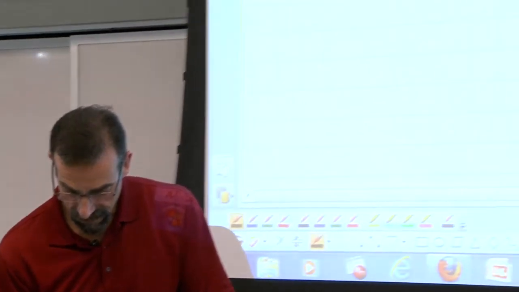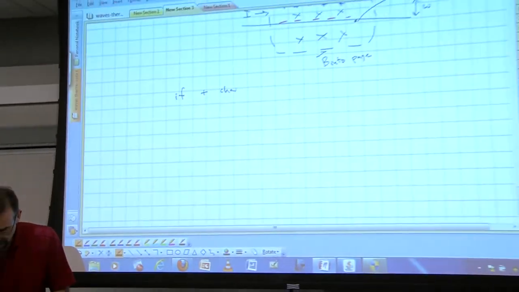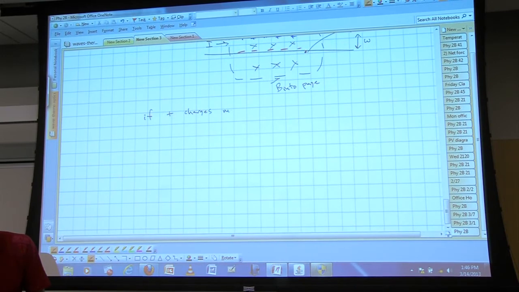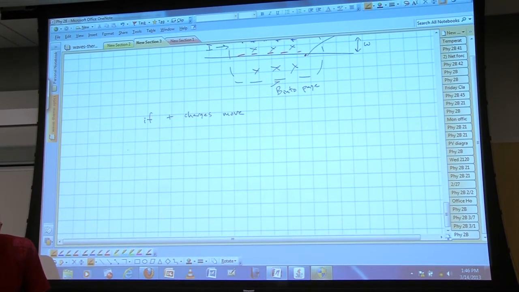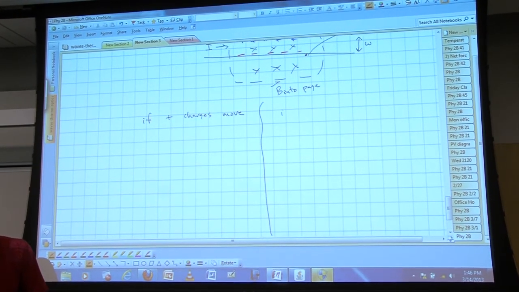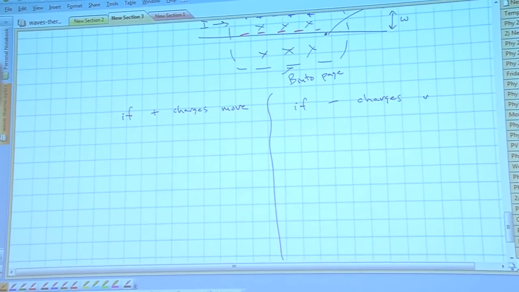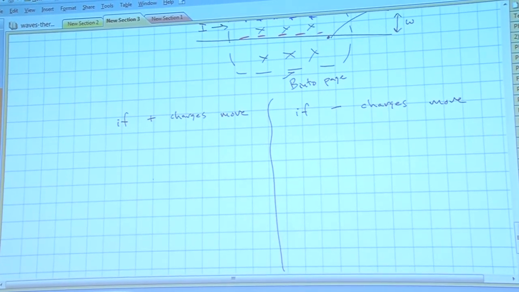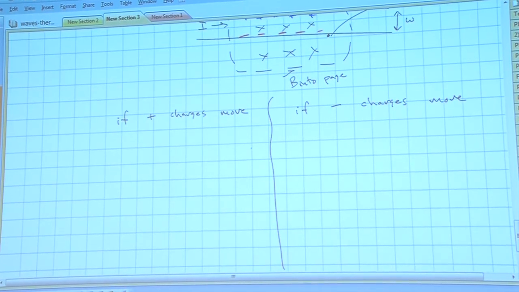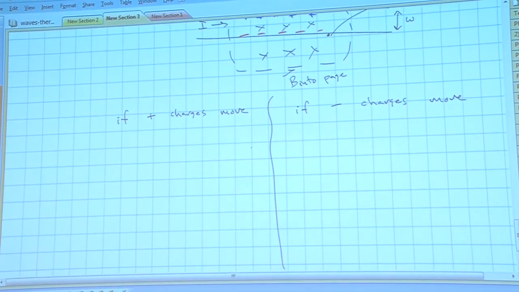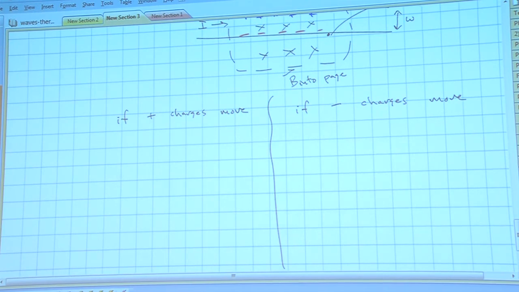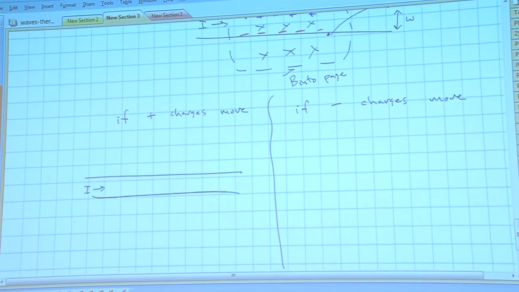If positive charges move, and then also draw it if negative charges move. And what happens in the Hall effect? Do we get the same result? So here's our strip of metal. Our current is going to the right, which means that's the same over here, right? Doesn't matter.